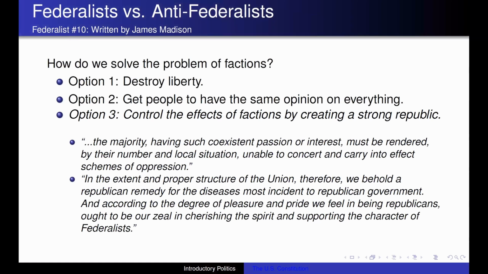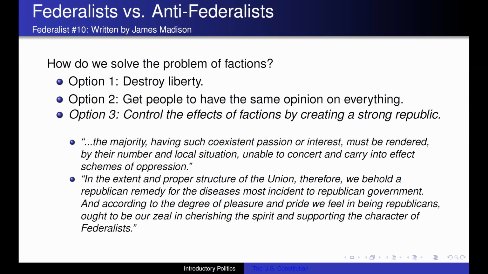So he says that there's really only one way forward. The only way to really solve the problems that factions can create is to just control them as much as possible. So this is where he includes this text in his essay. He says that the majority, having such coexistent passion or interest, must be rendered by their number and local situation unable to concert and carry into effect schemes of oppression. We have to stop them. We can't stop groups from forming, so we have to stop them from oppressing other people.